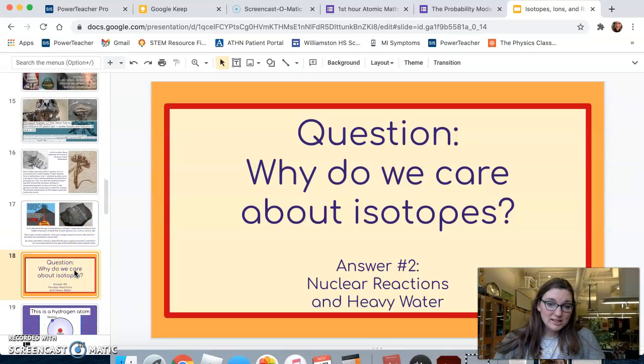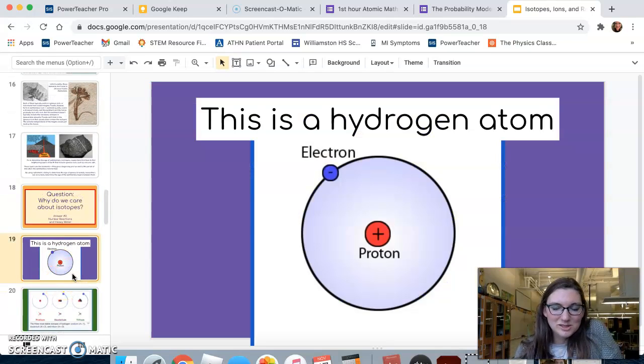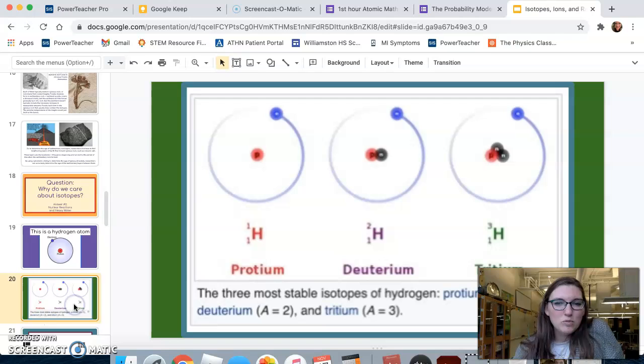So another reason why we care about isotopes is because of hydrogen isotopes, which give us nuclear reactions and heavy water. So this is a hydrogen atom, just a simple electron and proton. Here are some isotopes of hydrogen. Hydrogen usually does not even have any neutrons, but sometimes it'll acquire one, and that is called deuterium, because deux means two, if you are speaking French. Protium, deuterium, with atomic mass 2, and tritium, which has atomic mass 3 because it has 2 neutrons in there. And these 3 are the most stable isotopes of hydrogen.